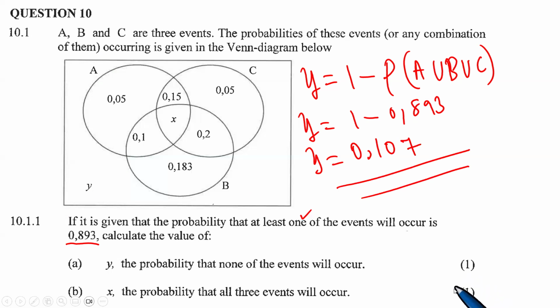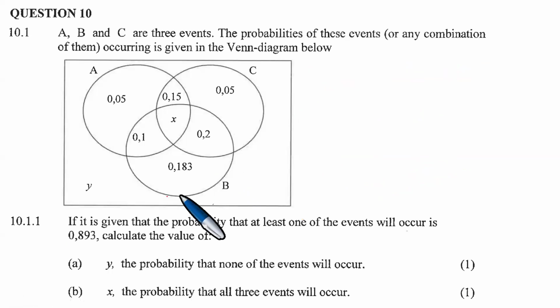So we know that Y is actually 0.107. We're now asking the question: calculate the value of X, the probability that all three events will occur.